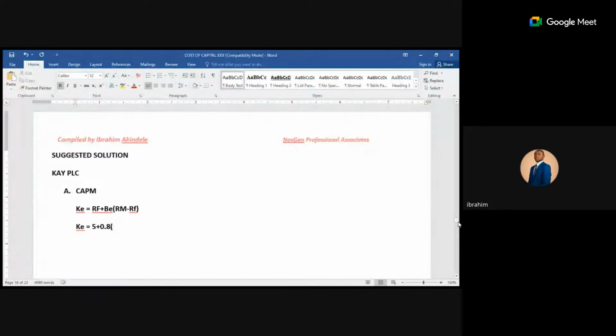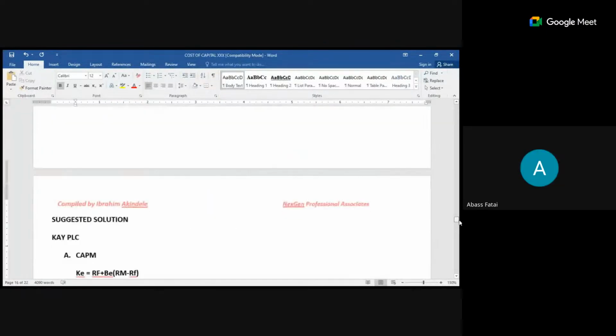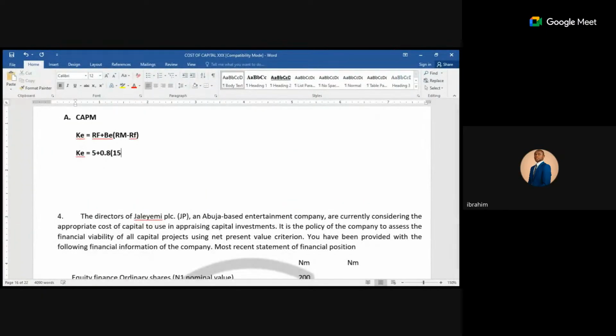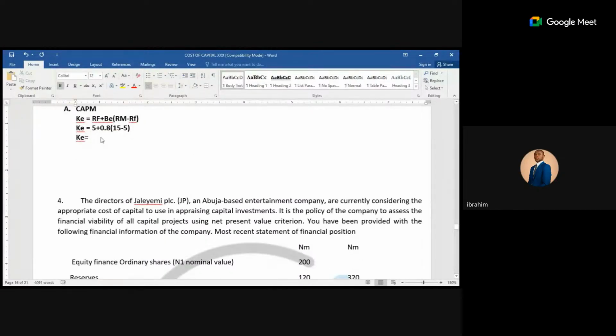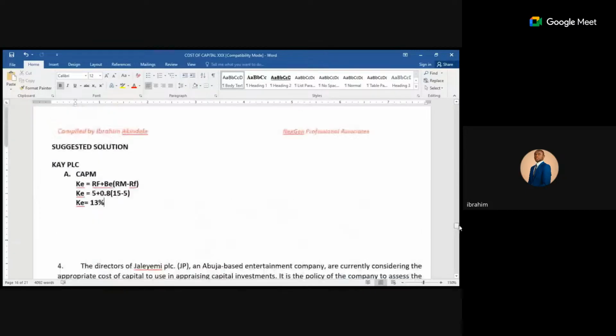What is the market return given to us in the question? 15%. 15% minus 5. What is the cost of equity? It will be 13%. Okay, 13%, right? Yes, sir. Okay. That's fine.